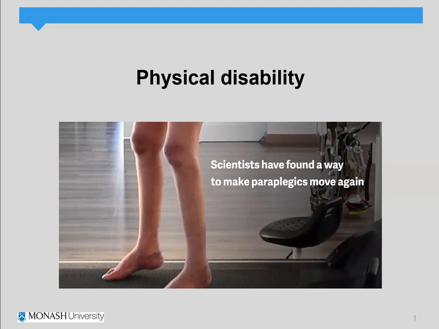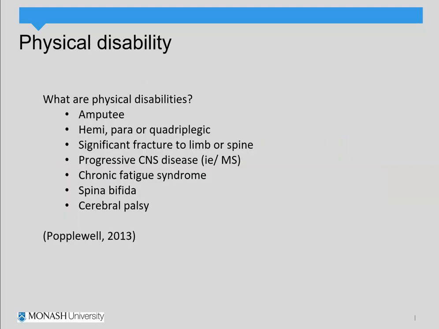Okay, moving on to physical disability. So here are some examples of physical disabilities. Someone who's an amputee, as I said before, someone who has a hemiplegia, so that's just one limb. Someone who is a paraplegic, so both lower limbs, or a quadriplegic, which is all four limbs. Someone who has a significant fracture to a limb or their spine. Someone who has a progressive central nervous system disease like MS. MS actually is a physical disability.